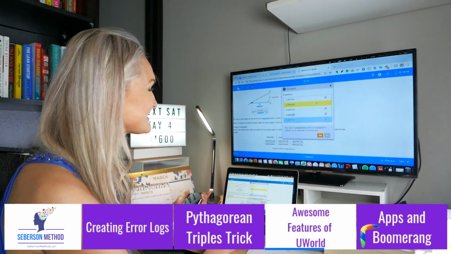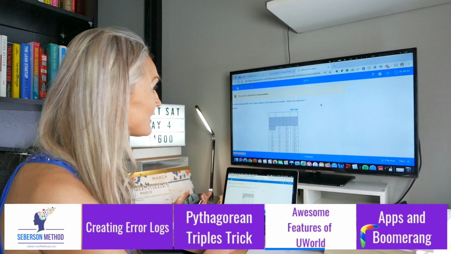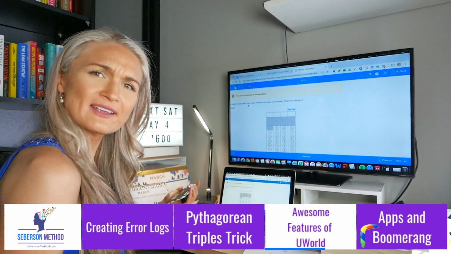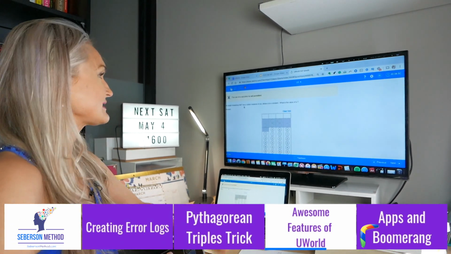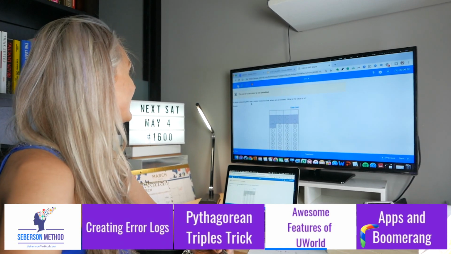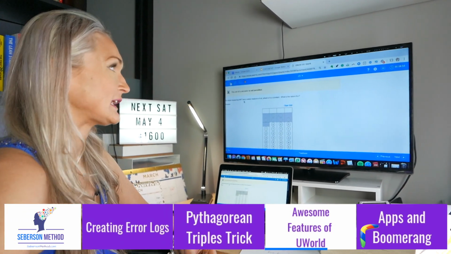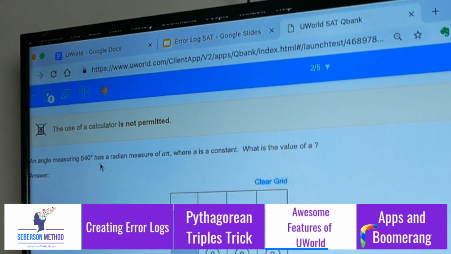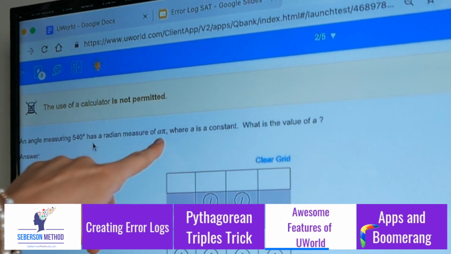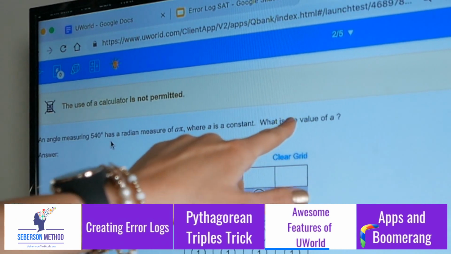I ended the test. Did I not solve one of the problems? It felt like we didn't do the 5 problems that we felt. Okay, great. I guess I just skipped. An angle measuring 540 degrees has a radian measure of A times pi, where A is a constant. What is the value of A?